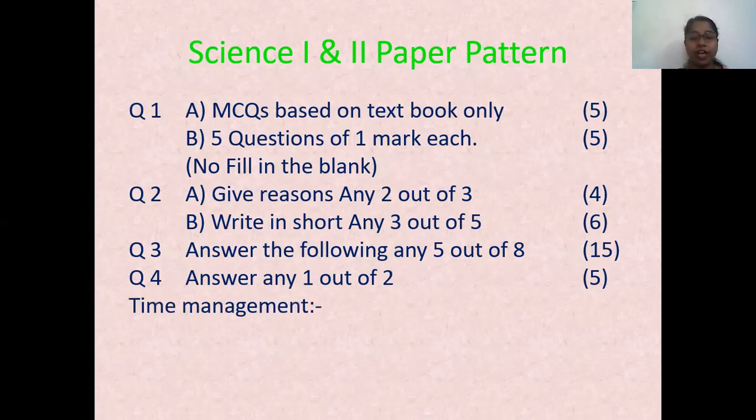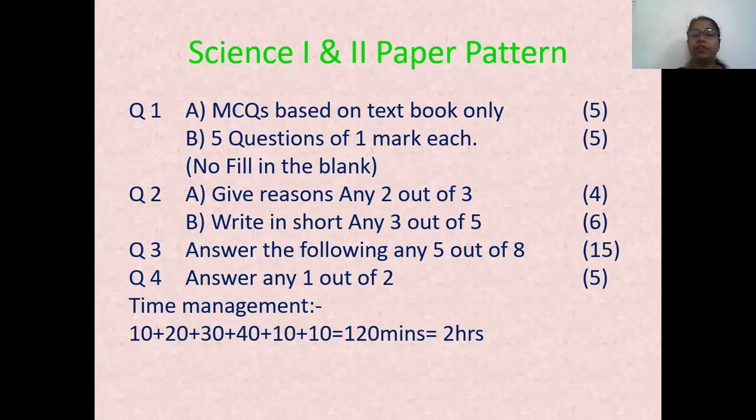Now, how do you manage your time to complete your paper within 2 hours? Roughly, I've given you a timing. Say you take 10 minutes to read the question paper. The next 20 minutes you can utilize to complete your question number 1. Question number 2, you can complete within 30 minutes. Question number 3, you can take 40 minutes to complete. And the last question, you can use 10 minutes. So at the end, you still have 10 minutes left where you can recheck the paper. So without any fear and confidently, you can attempt the paper in 120 minutes, that is 2 hours.